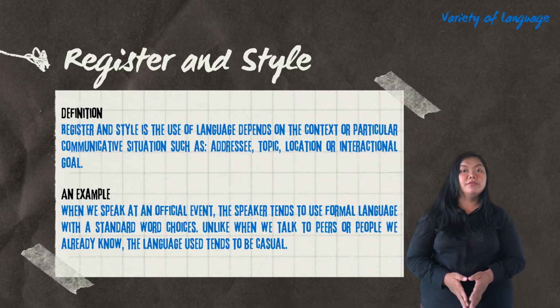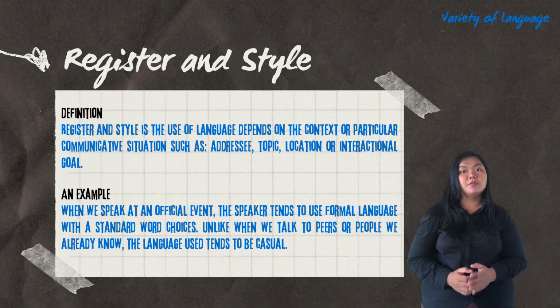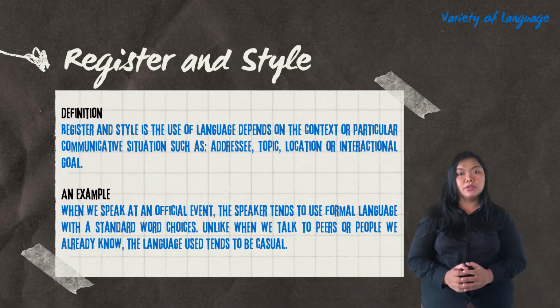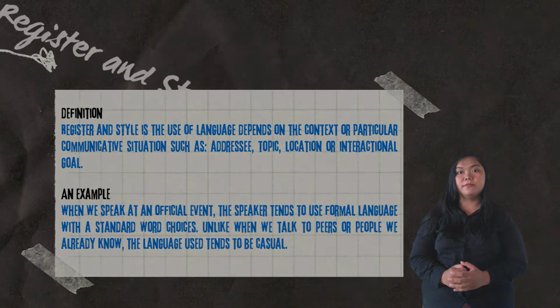Register and style. Register and style is the use of language depending on the context or particular communicative situations such as the topic, location, or interactional goal. For example, when we speak at an official event, the speakers tend to use formal language with standard word choices. Unlike when we talk to peers or people we already know, the language used tends to be casual.